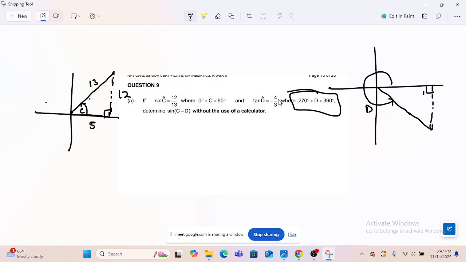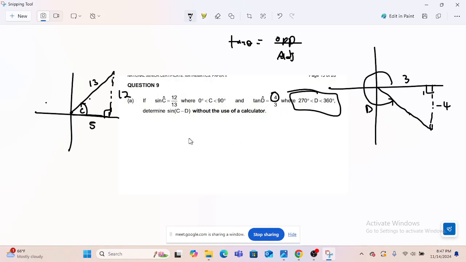Let's talk about this ratio over here. We know that tan is opposite over adjacent, right? Tan theta is opposite side over adjacent side. So this is your opposite side, which is 4, and the adjacent side, which is 3. Now the trick is this: this would be negative 4, not positive 4, because I'm on the negative side of the y-axis. And I'm going to find the hypotenuse using the Pythagoras theorem.